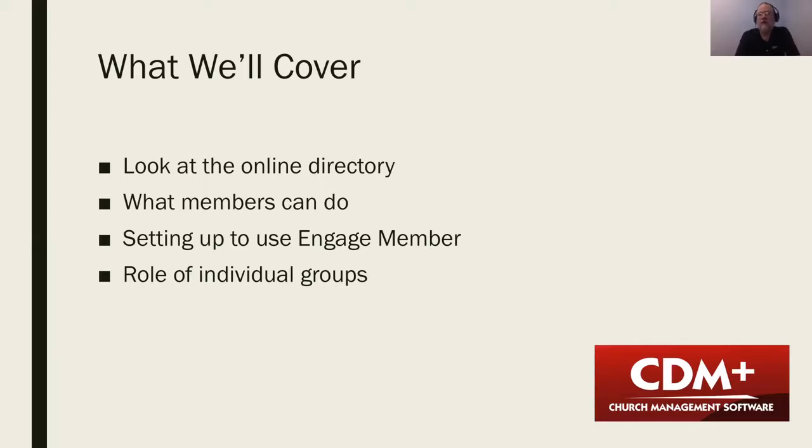Now, I'm going to use the terminology of church members throughout this, but really what we're talking about is the people that you have recorded in your CDM Plus database with individual records. So those may be church members, those may be friends, those may be other kinds of constituents. We're really talking about all of those individual records, but I'm going to use the term church members to talk about all of that. I'm not trying to distinguish members from visitors from friends, just these are the people that you have recorded in your database.